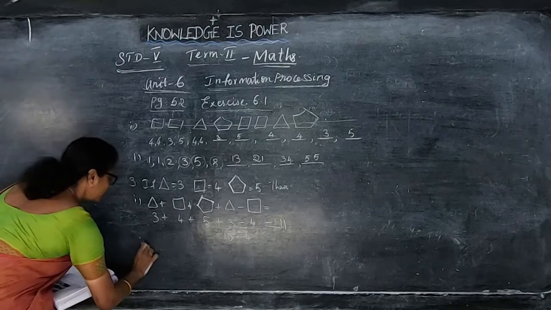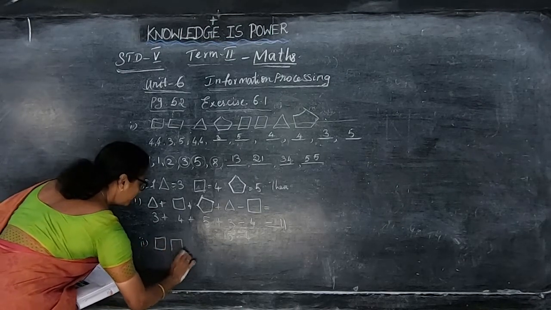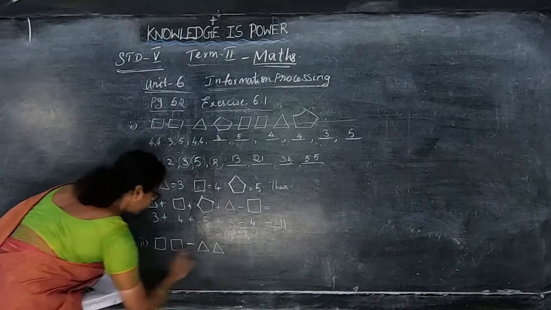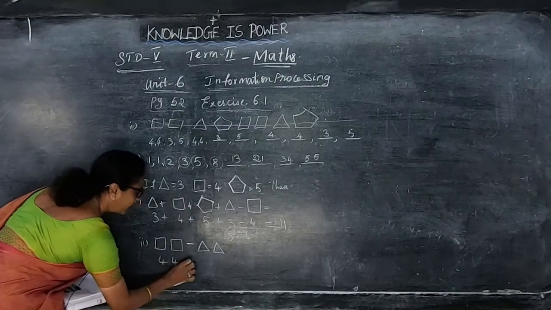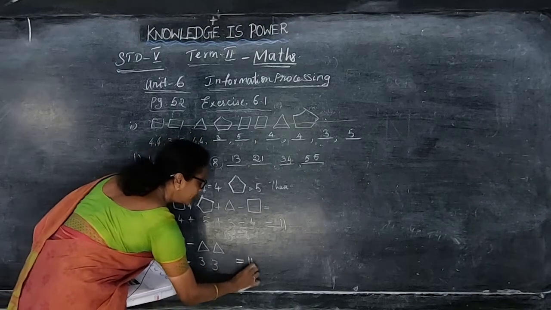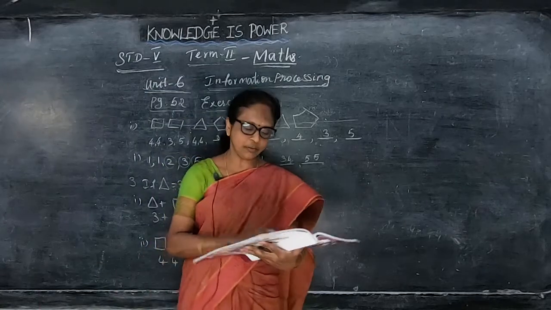The next sum is box. No plus or minus is given here, only here minus is given, triangle. So what is the value for box? Square is 4. So 4 4 minus triangle is 3, 3 3. 44 minus 33 is equal to 11. Okay, like this you can see the value and add the shapes.